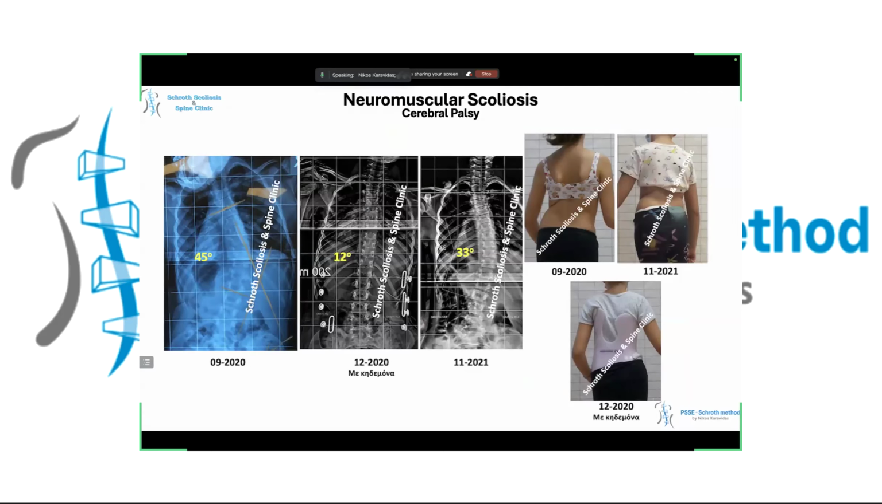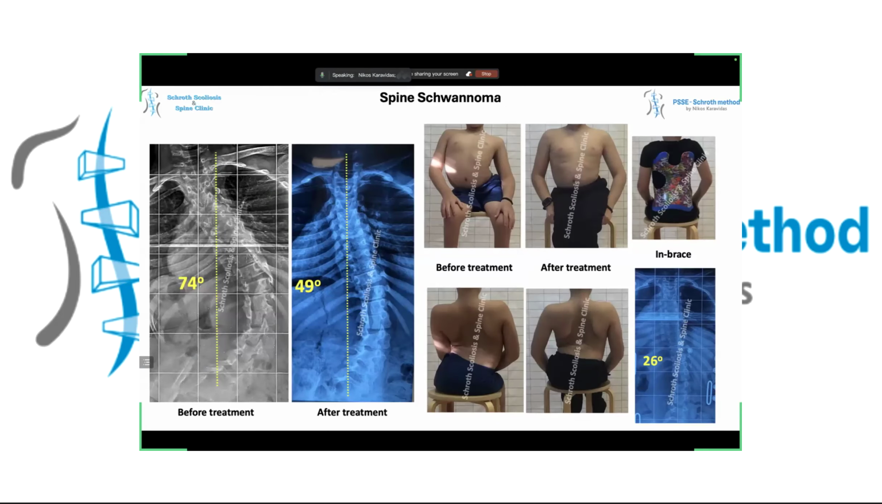And one or two examples for some more special cases like neuromuscular scoliosis. Look at this patient with cerebral palsy. She was prescribed an operation, 45 degrees. You can see the in-brace correction went down to 12 in the brace, and we got a very nice improvement of the angle in this case.